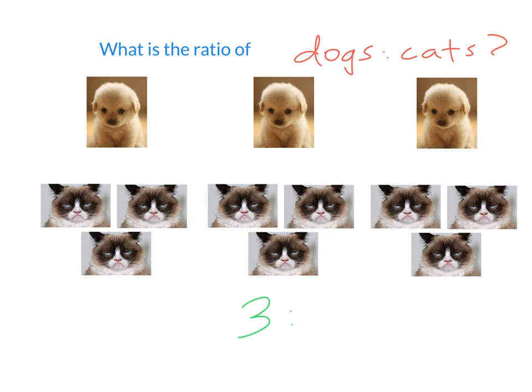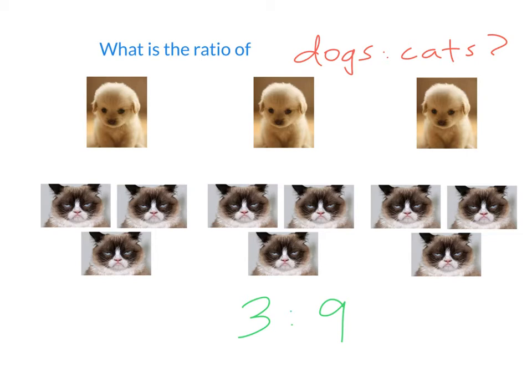3, 2, how many cats? 1, 2, 3, 4, 5, 6, 7, 8, 9. Honestly, there's 1 too many cats. If there was 0 cats, there would still be too many. Okay, so the ratio is 3 to 9.